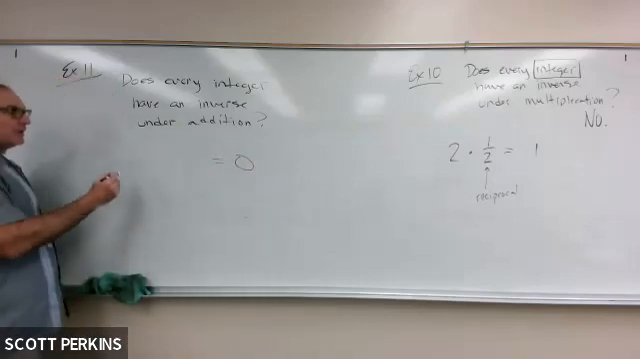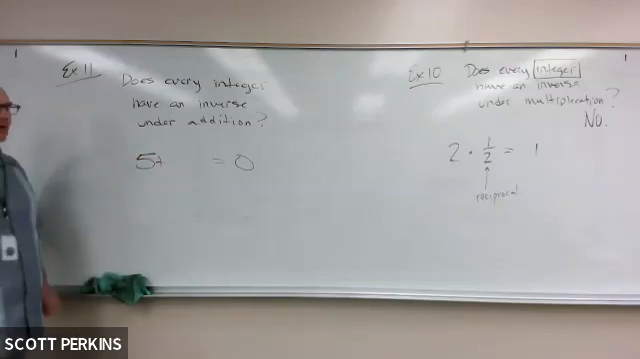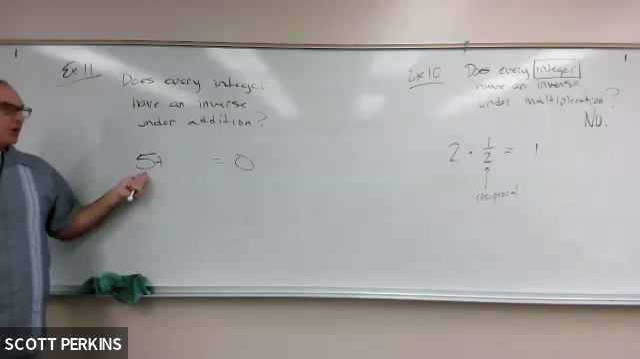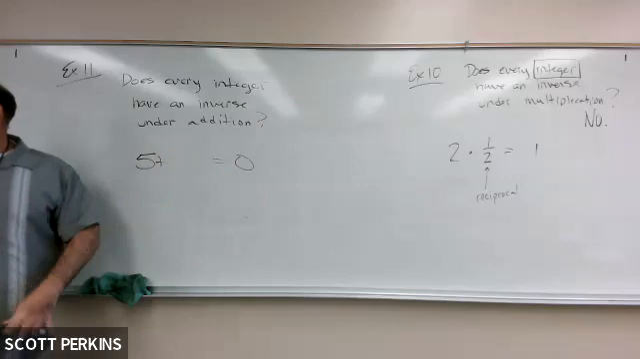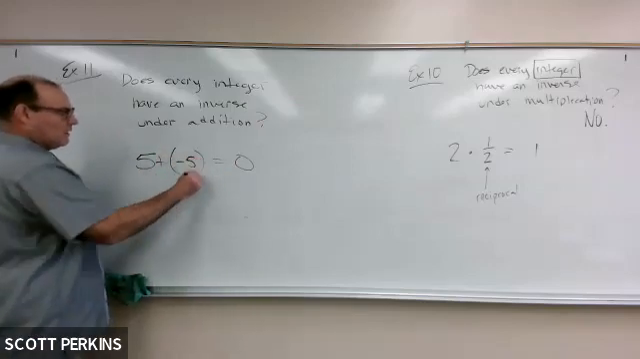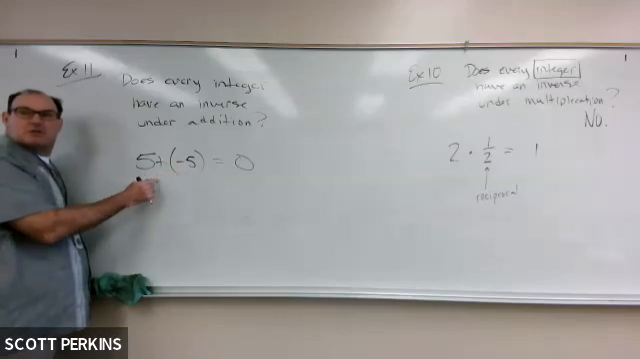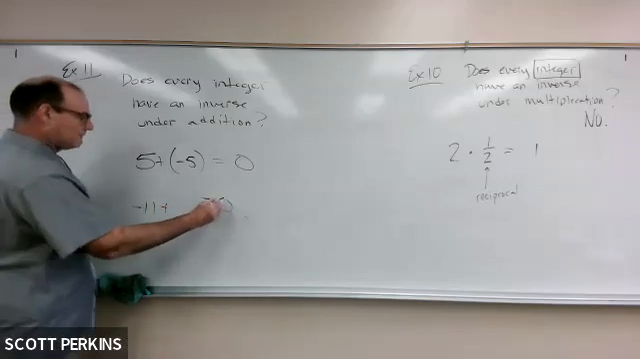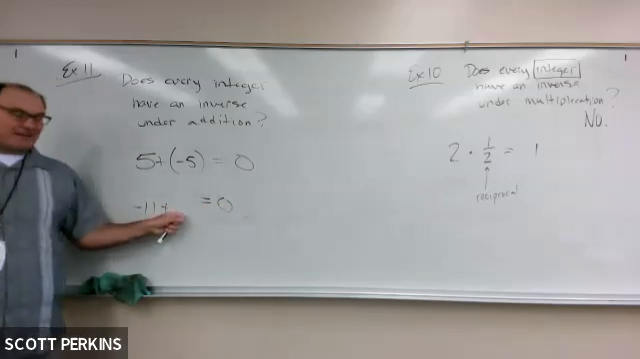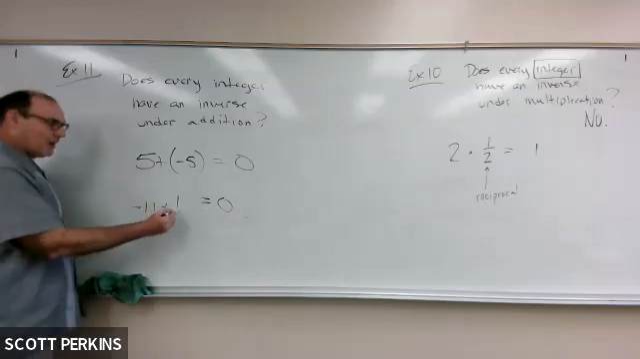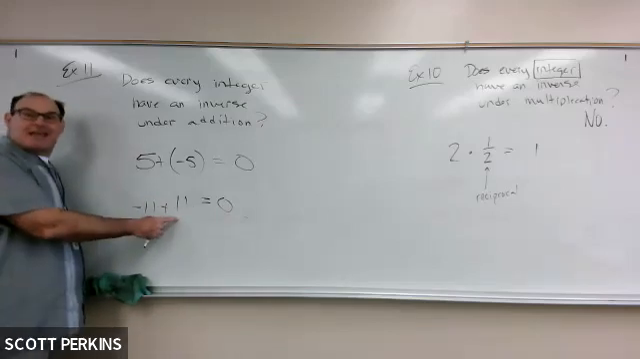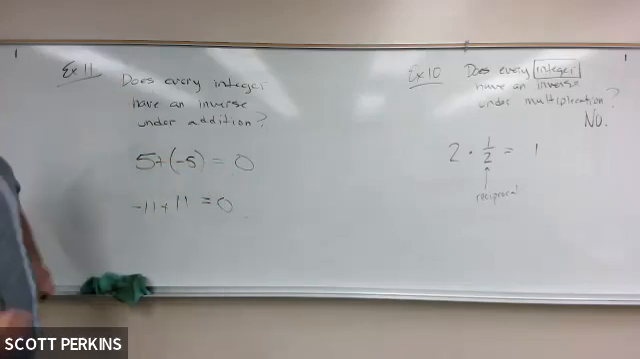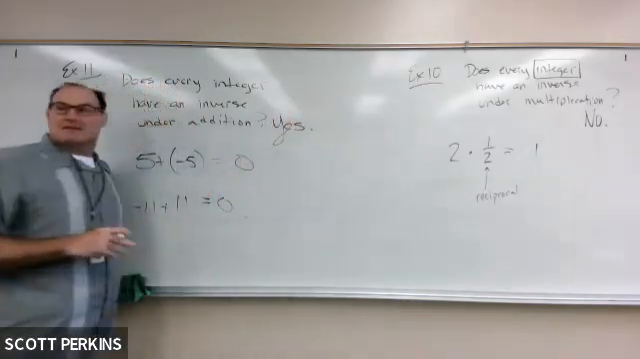So here we go. What would the inverse of 5 be? 5 plus what would give me 0? Are both of these things integers? Now let's try one more example. Let's say I have negative 11. Negative 11 plus what is equal to 0? 11. Are both of these things integers? Yes. So because both of these things are integers and I get the identity, the answer to this is yes.